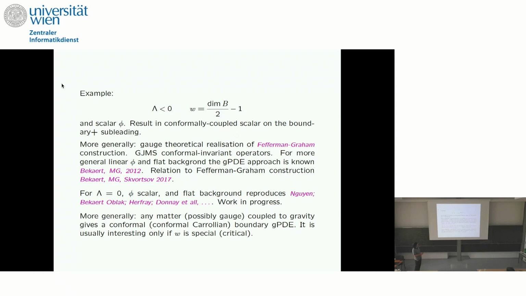If, for instance, we take the asymptotically AdS setup, so a negative cosmological constant, and take the following weight, we of course recover the conformally coupled scalar, and it's of course not surprising, because this procedure amounts to a kind of covariant procedure, compatible with gauge invariance, of Fefferman-Graham, who taught us how to extract conformal invariants out of Riemannian invariants in the bulk. So this is just the gauge PDE implementation of this procedure. And in fact, technically it also works.